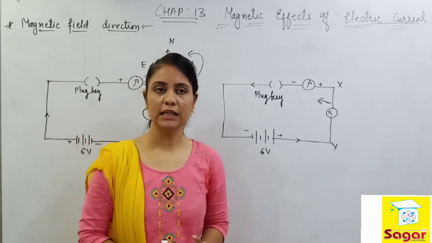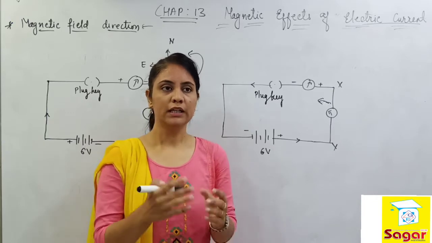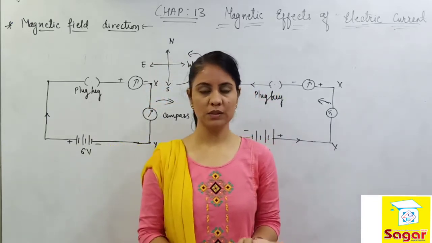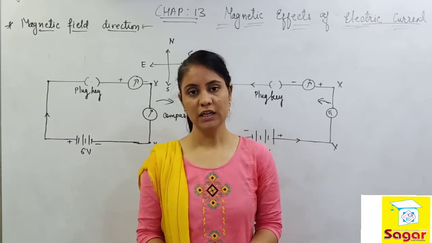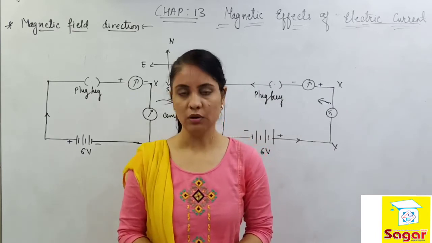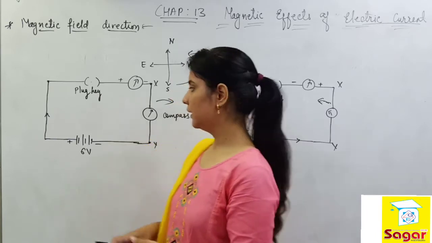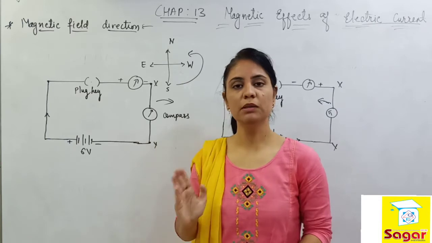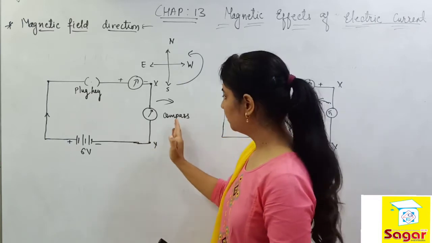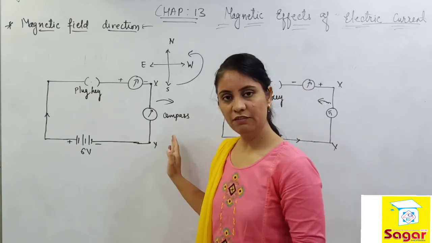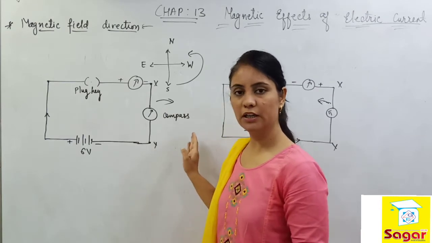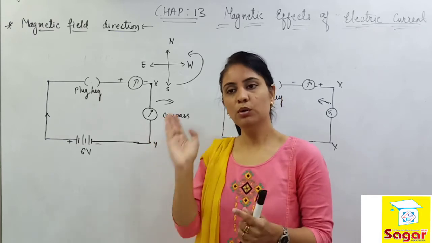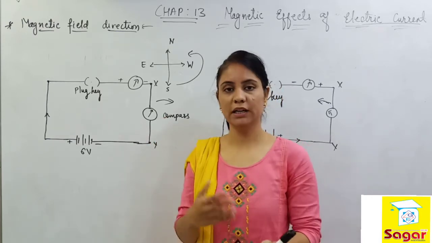One more thing I want to draw your attention to: the magnetic compass is the only device which helps us identify whether a magnetic field is produced or not. If you keep the magnetic compass near the conductor, it shows maximum deflection. If you put your compass farther away from the magnetic field, it shows a gradual decrease in the deflection. So the more the deflection, the stronger the magnetic field.